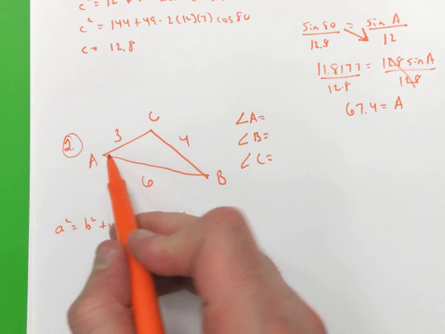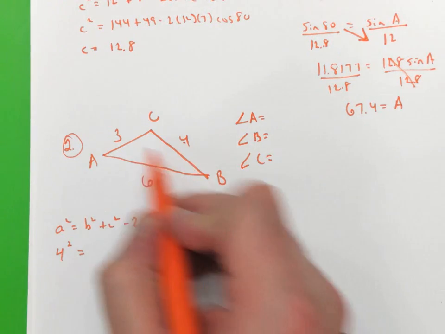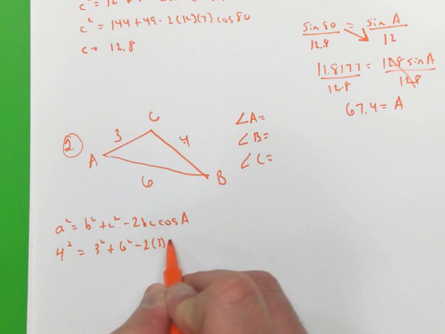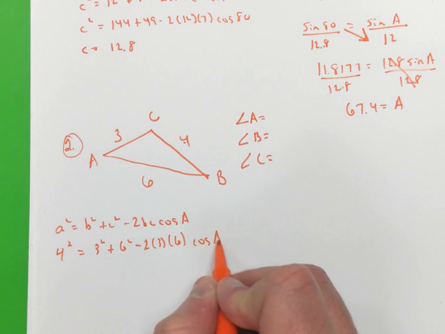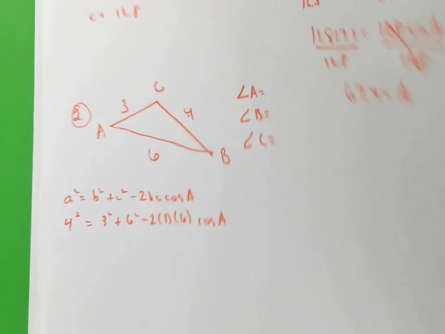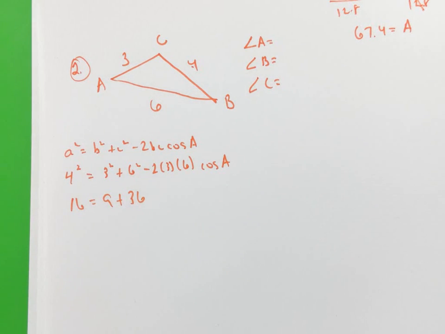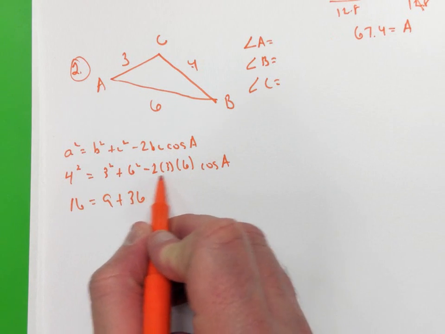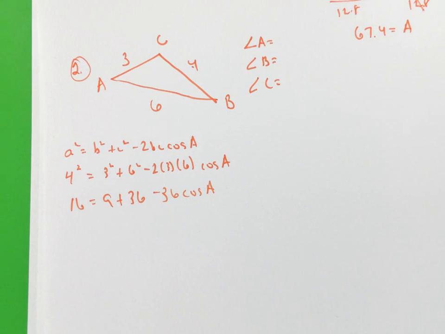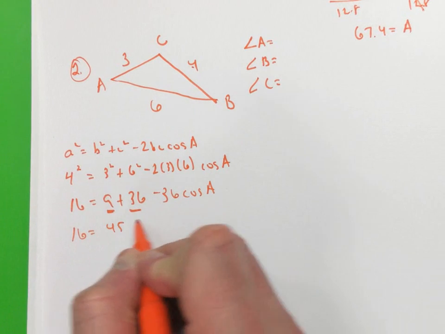We know the side across from capital A is the lower A. So I know this is 4 squared equals B squared, which is 3 squared, plus 6 squared, 6 is C, minus 2 times 3 times 6 cosine of A. Okay, let's clean this up a little bit. That gives me 16 equals 9 plus 36, that's going to be negative 36 cosine of A. Okay, what can we combine? Well, I can combine the 9 and 36. That gives me 45 minus 36.